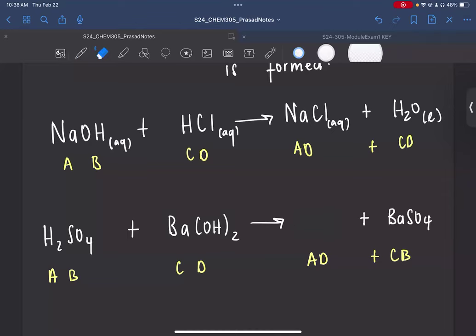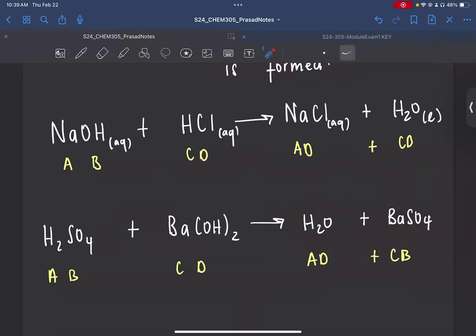Well, I know that HOH is simply water, H2O. That's fine, that's balanced, that's neutral. In the case of barium sulfate, I know that barium is 2 plus, sulfate is 2 minus. Charges are fine, so this is fine. We can quickly see that H2O is formed. You should be able to identify barium sulfate as ionic. So that's how we know this is a neutralization.